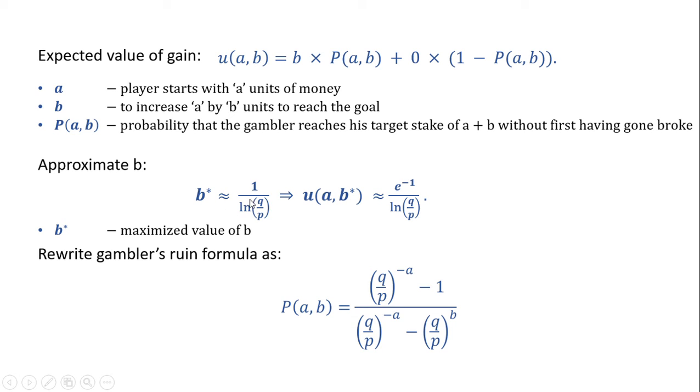and it is found that it's approximately equal to 1 divided by ln Q divided by P. And if we put it back to the UAB star, we get e to the minus 1 ln Q divided by P. And again, we put this back to the formula to find PAB, we get such a formula. So after rewriting the formula, we can factor out Q divided by P. Keep in mind that we can only do that because Q divided by P is more than 1.